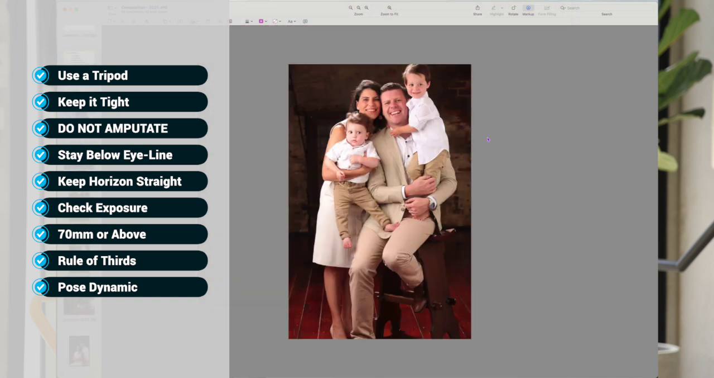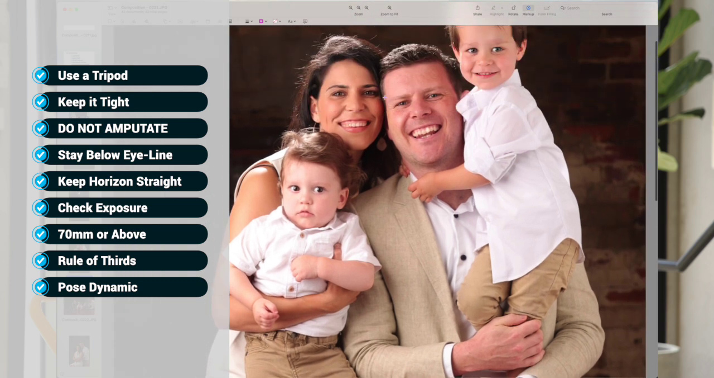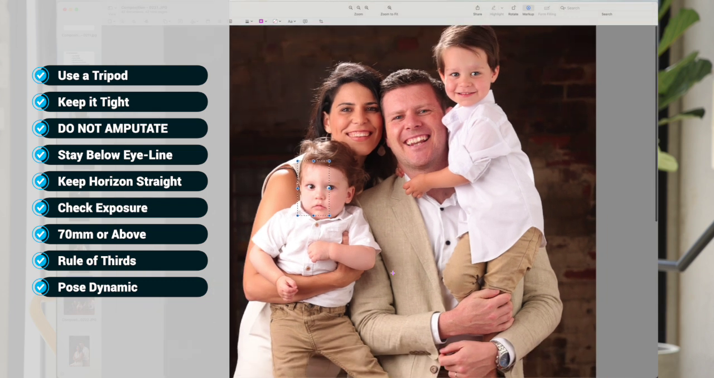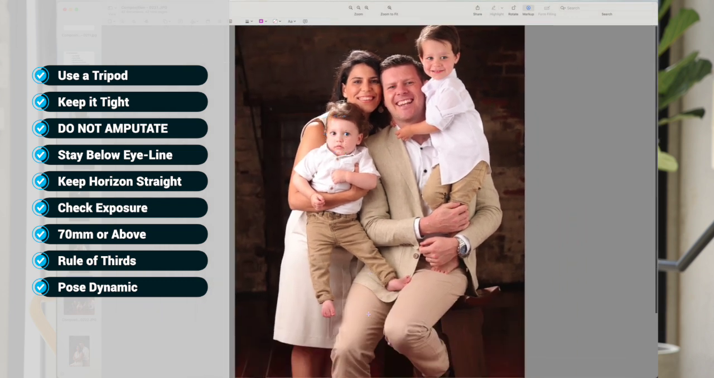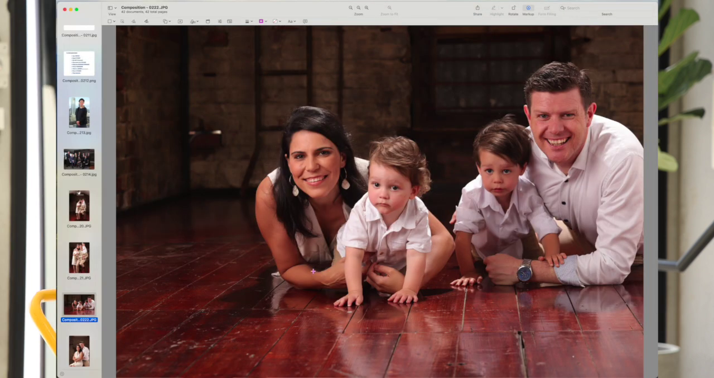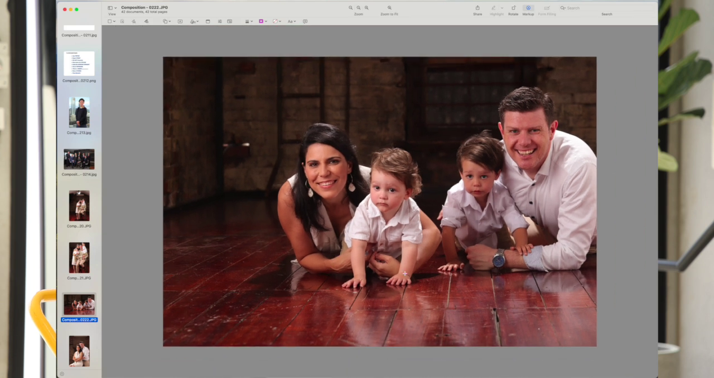This one here, she's amputated the child's head. So this is what happens when you break these rules. Okay? The exposure's still not great on this baby's face. Okay? Mum's been asked to move away from dad, so that works better, but this is still too hot. Okay? So you've got to follow these rules. This just looks like an accident rather than something that the photographer has gone out of their way to capture.